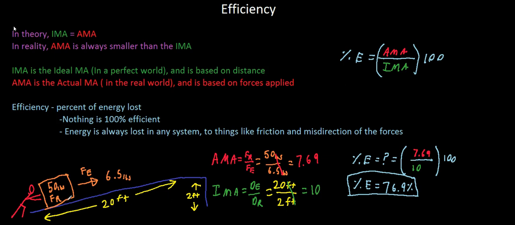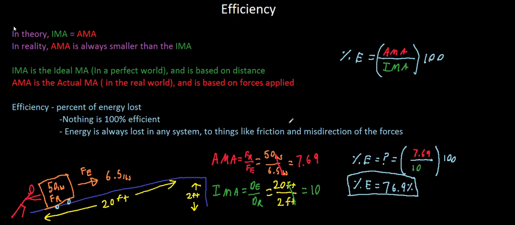And you might say, Mr. Anderson, can we just grease this ramp down or add wheels to get rid of that friction? You'll get rid of some of it, but you can never get rid of all friction. Adding wheels would increase the efficiency to some number higher than 76.9%, but you will never get to a full 100% efficient system. And that's kind of the point here.